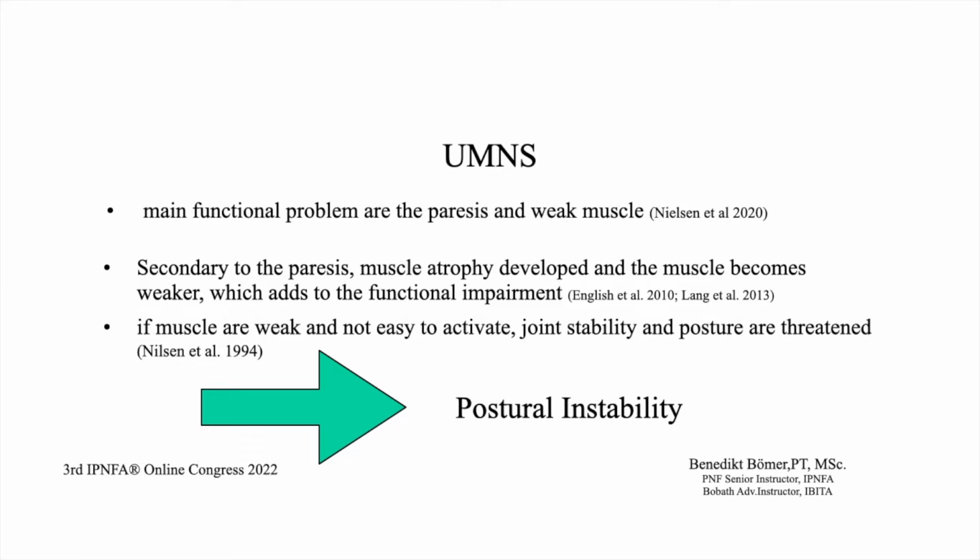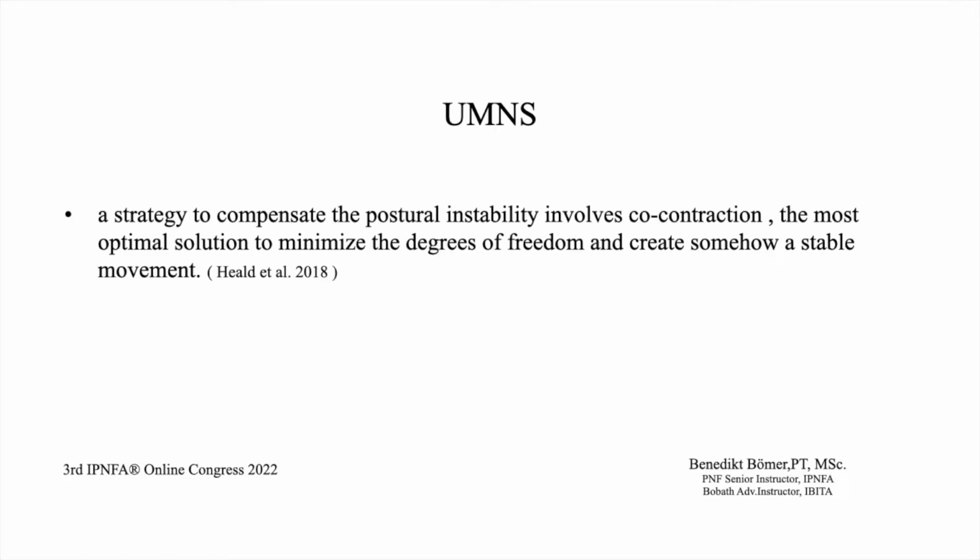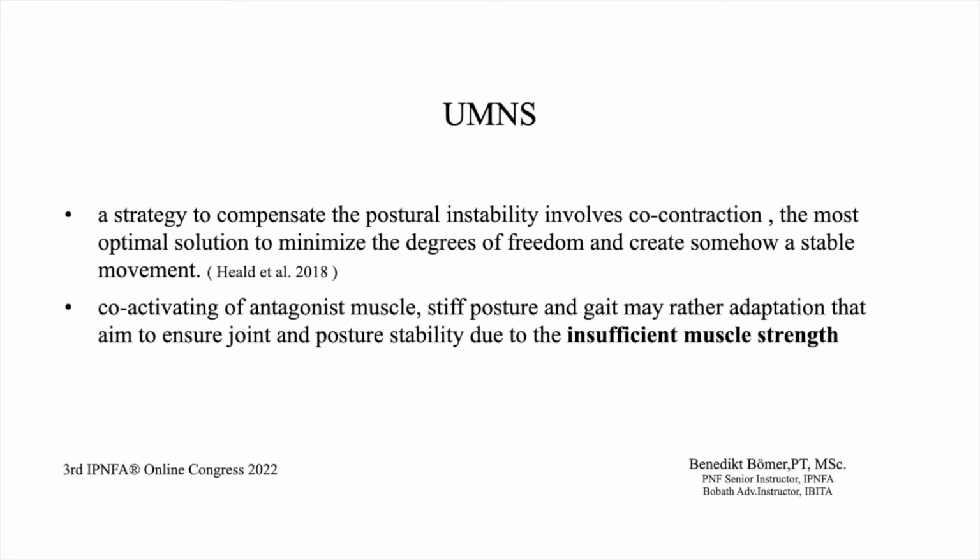Postural instability means we have to compensate somehow so that we can move automatically against gravity force. So a strategy to compensate the postural instability involves co-contraction, the most optimal solution to minimize the degrees of freedom and create somehow a stable movement. Co-activation of antagonist muscles, stiff posture, and gait may be rather an adaptation that aims to ensure joint and posture stability due to insufficient muscle strength.